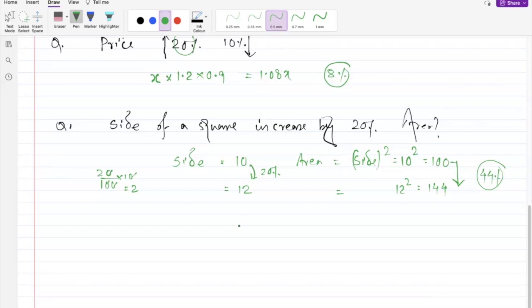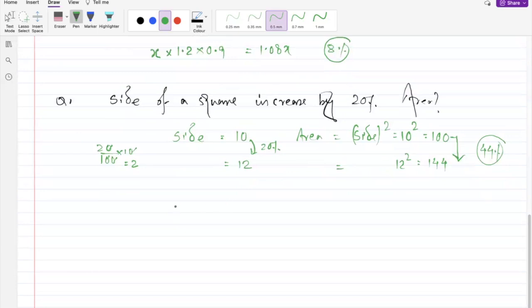So now how will multiplying factor help you? Say the side was X, area was X square. Side will become 1.2x because it is increased by 20%. Area will be 1.2x whole square.